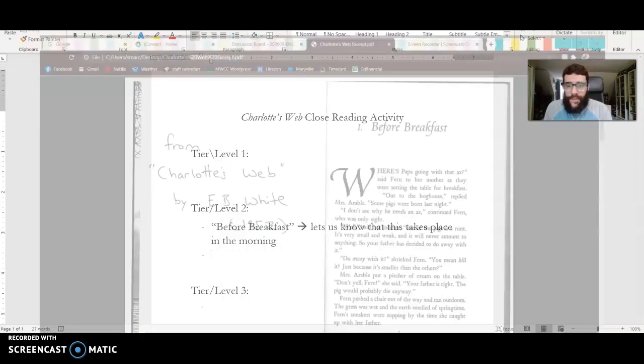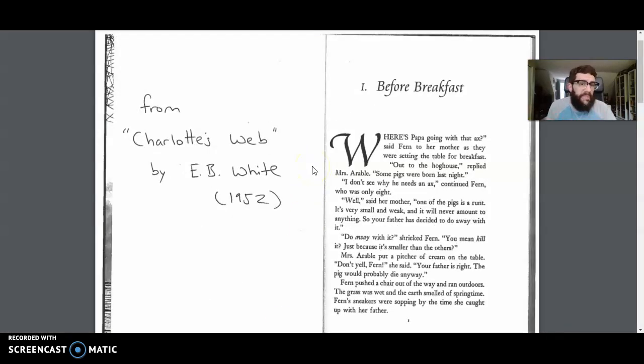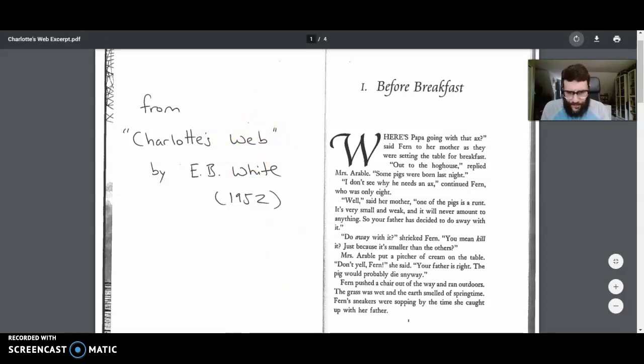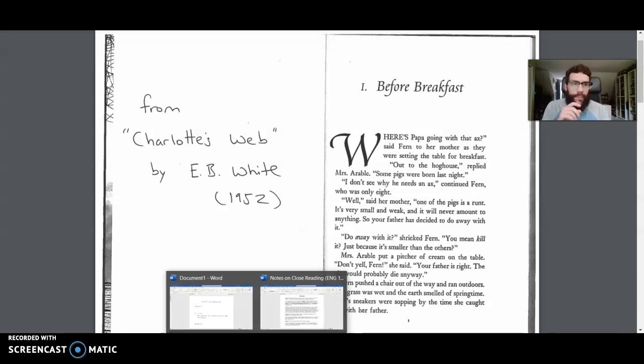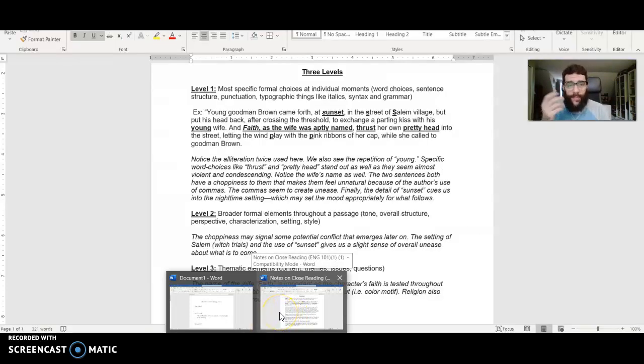In this case, I would say it does not, but it may be important going forward, and you're not wrong to notice that. Going on, even just the first line, "Where's Papa going with that axe?" said Fern to her mother as they were setting the table for breakfast. Even that alone is a pretty shocking sentence. I always find it to be a shocking sentence for a children's book, which, ostensibly, Charlotte's Web is, although it does have a lot of deeper meaning.